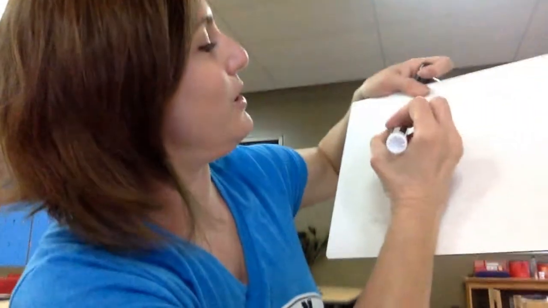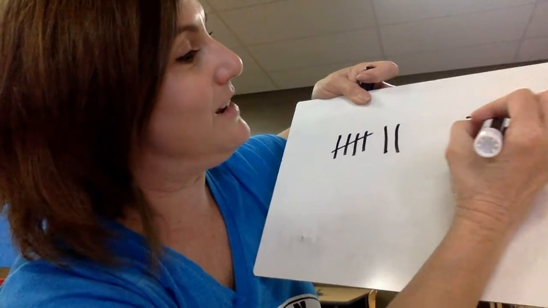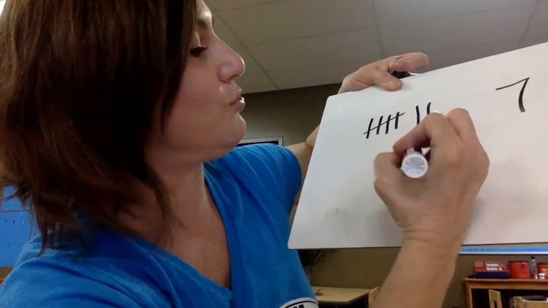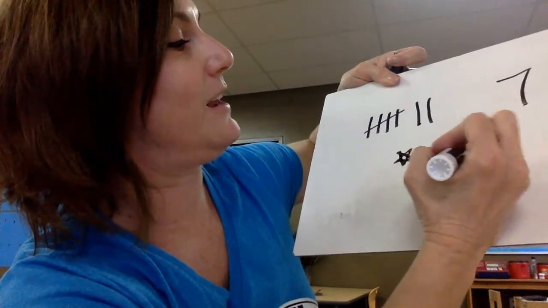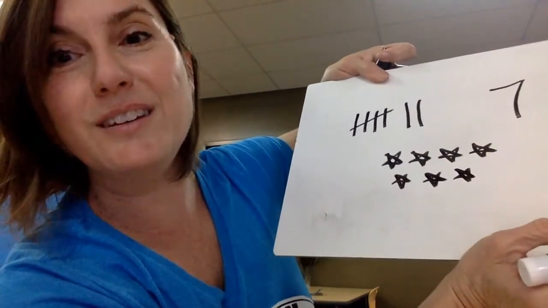So in tally marks, it looks like that. In numbers, it looks like that. And you can also draw 7 things, and it can be anything that you like that shows 7. We did a few numbers.